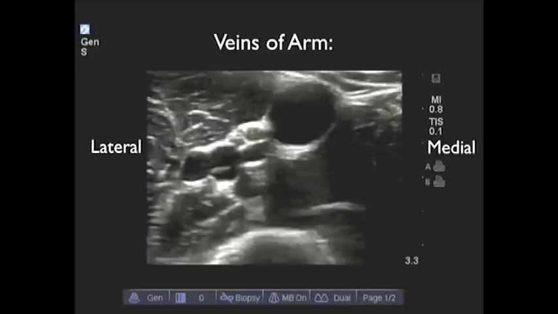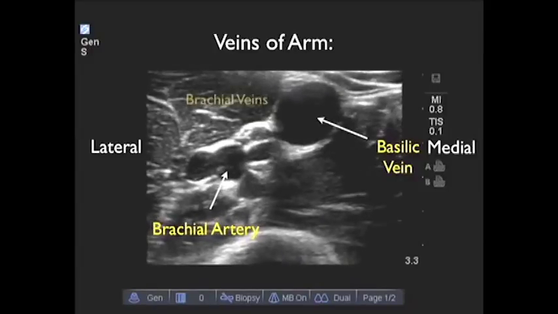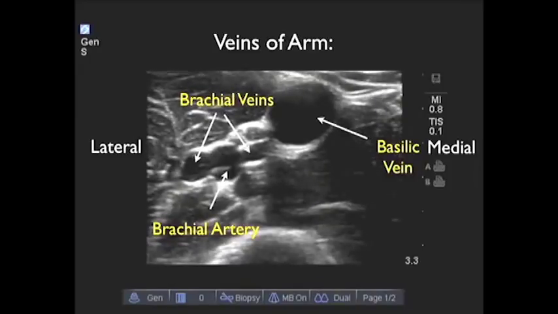Now let's look at a video clip that shows all of the veins of the upper arm in relation to one another. Medial is to the right and lateral is to the left. Here we see the larger and more superficial basilic vein, more medial and superficial to the brachial complex, which is located here to the left. And note the central brachial artery and two flanking deep brachial veins. In this patient, the basilic vein would be the preferred target for placement of a deep arm IV.